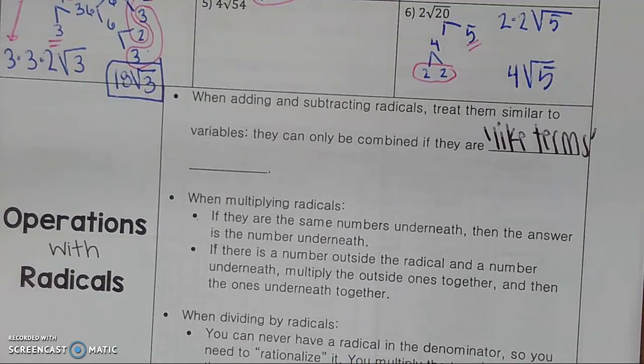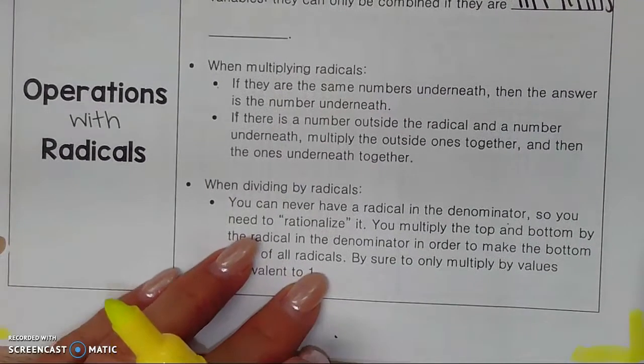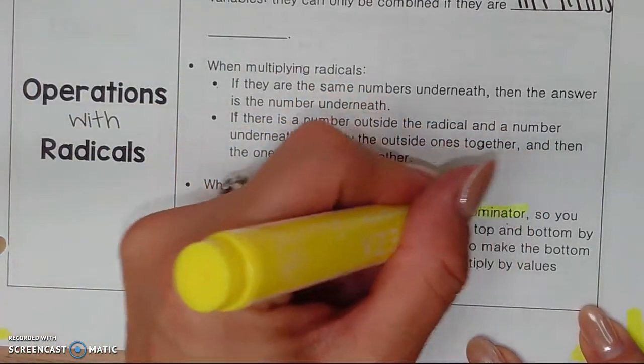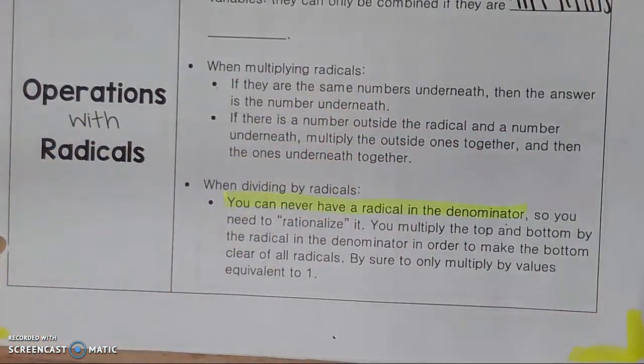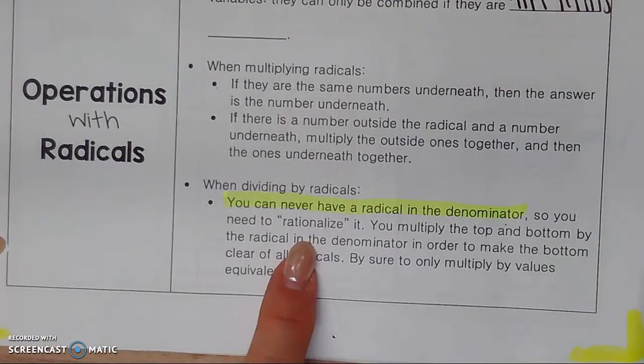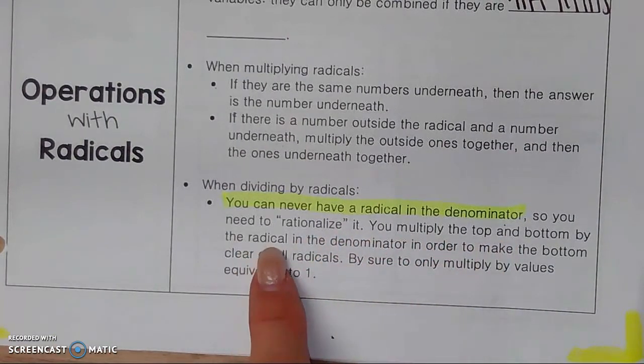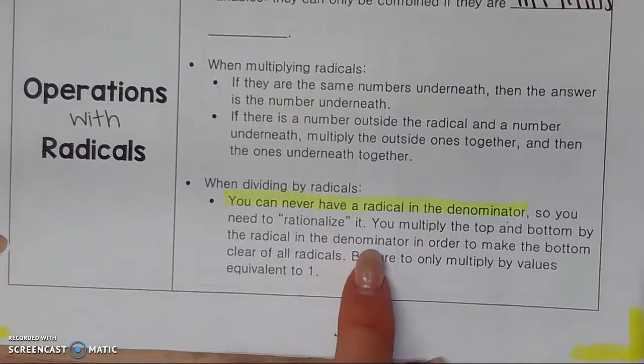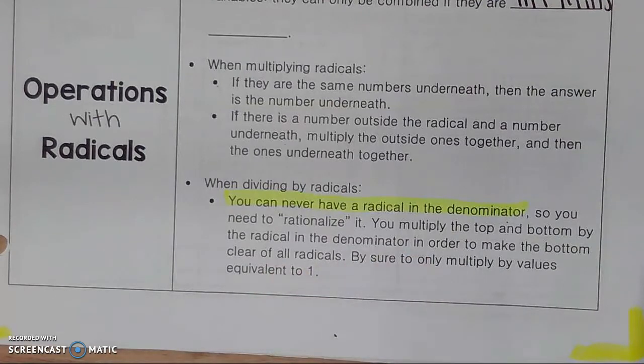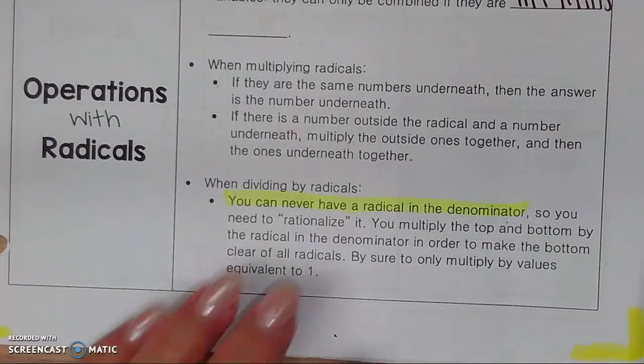This is so important. So you need to rationalize it. You multiply the top and bottom by the radical in the denominator in order to make the bottom clear of all radicals. Okay, so what is she talking about? Well, let's flip our page.